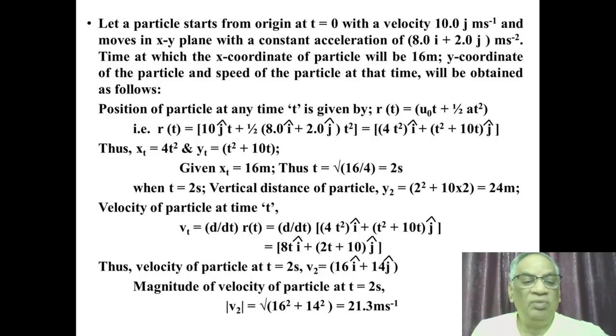Velocity of the particle v(t) is equal to d by dt of r(t), that you will get as 8t i plus 2t plus 10 times j. Thus, velocity of the particle at 2 seconds is v(2) is equal to 16i plus 14j. Magnitude of the velocity of the particle at time 2 seconds is root of 16 square plus 14 square, that is 21.3 meters per second.